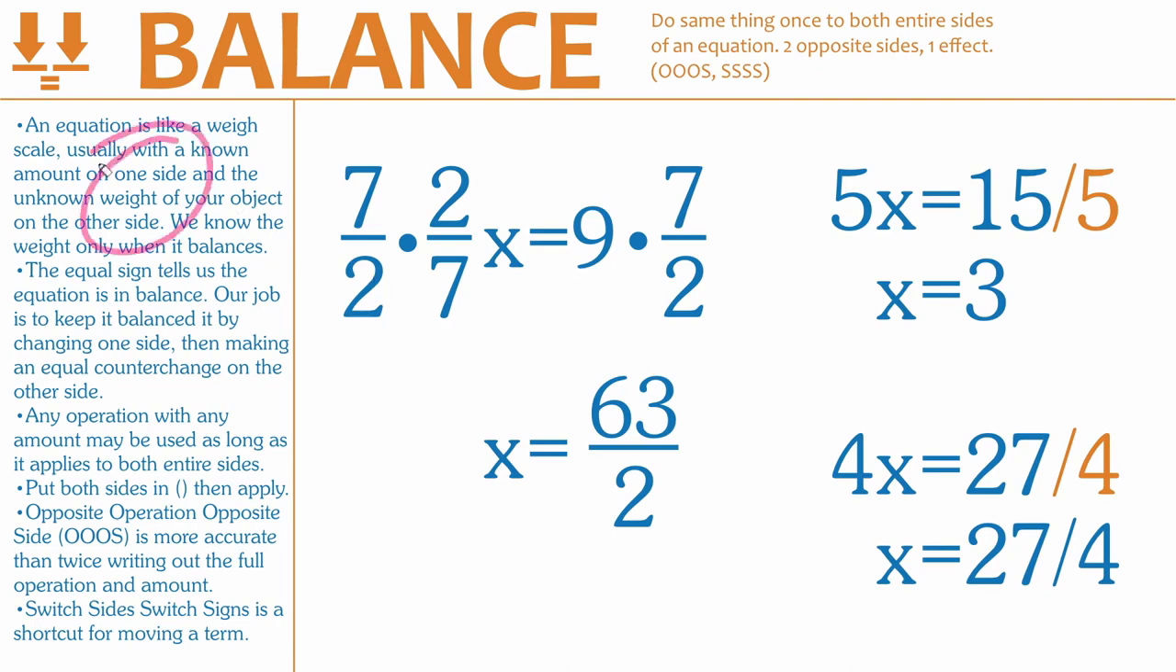So an equation is like a weigh scale, usually with a known amount on one side and the unknown weight of your object on the other side. We know the weight only when it balances. If you've seen the scales of justice and the blindfolded lady holding it, if you put 5 pounds on the right and you keep adding unknown weights on the left, when it finally balances, then you know you got 5 pounds on the left, because right equals left. And that's what we must always maintain in our equations.